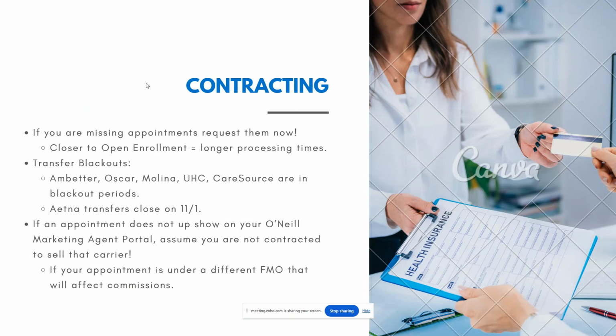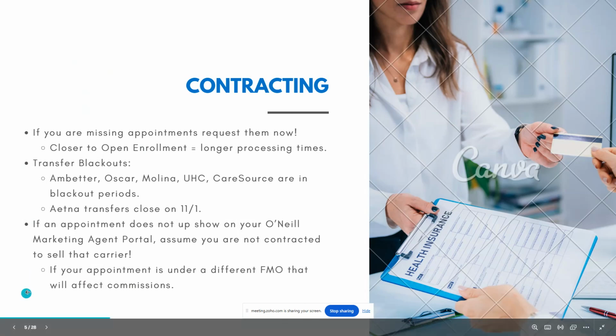So blackout means if it's a transfer, if you were already appointed with that carrier, say through a different agency, a different FMO, a lot of the carriers go into blackout once we're getting close to open enrollment because it's just too much for them to do, basically. So blackouts so far, you'll see that Ambetter, Oscar, Molina, UHC, CareSource, they all have started their blackout periods. And typically they won't end until after open enrollment. Aetna is the last one that's going to happen on November 1st. So if you wanted to do a transfer with Aetna, you need to get that request in like today.